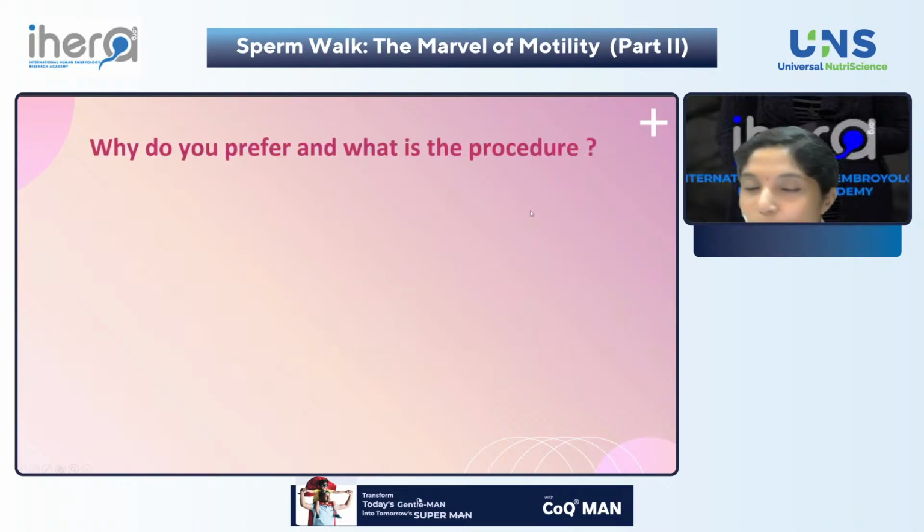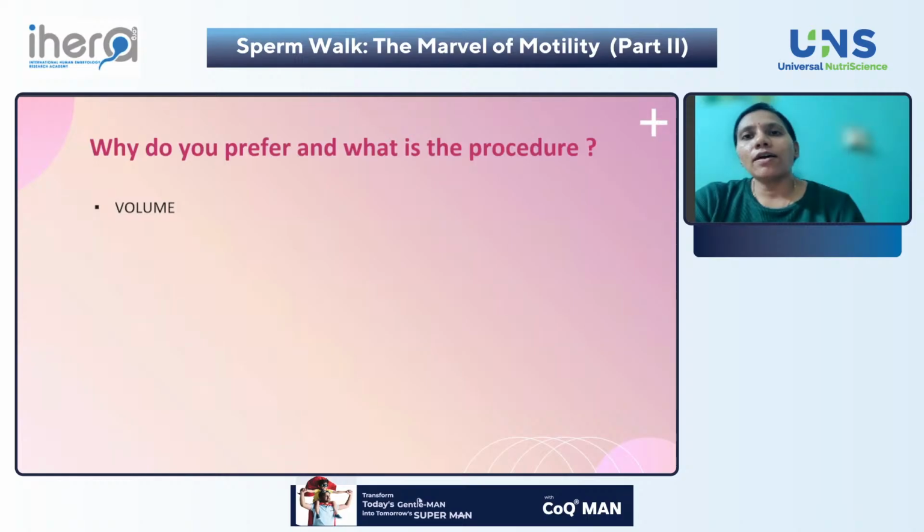So next we'll move on to the preference. Why do you prefer the glass slide or Makler, and what is the procedure? Many of you have explained the procedure. Other panelists, Dr. Deepthi, is anybody using Makler for motility? You can give your insight on your preference and why you prefer that.